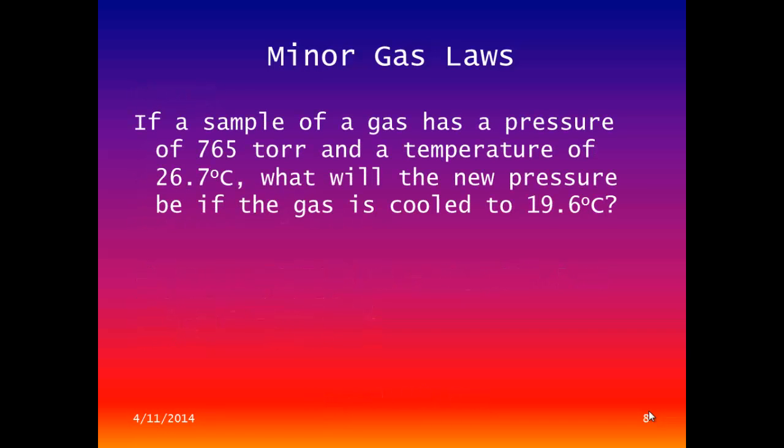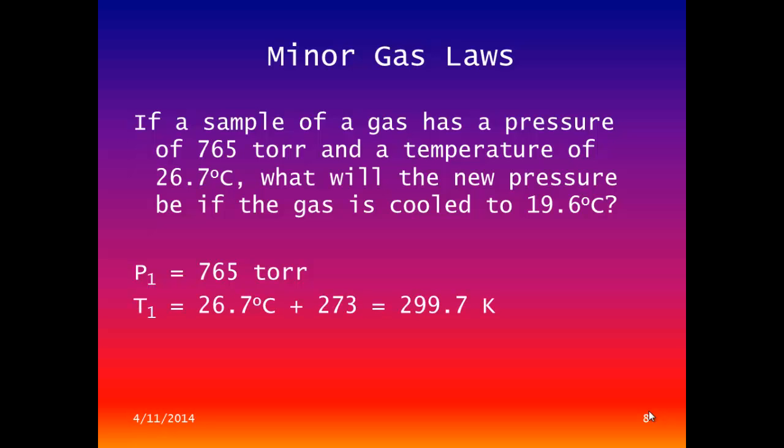Okay, one more example. If a sample of gas has a pressure of 765 torr and a temperature of 26.7 degrees C, what will the new pressure be if the gas is cooled to 19.6 degrees C? Again, if you're not sure where to start, make yourself a list. What do you have and what are you looking for? It tells us that pressure 1 is 765 torr, that the temperature is 26.7 to start with, add 273, you get 299.7. It's being cooled to 19.6, add 273, T2 is 292.6, and then we're looking for P2.